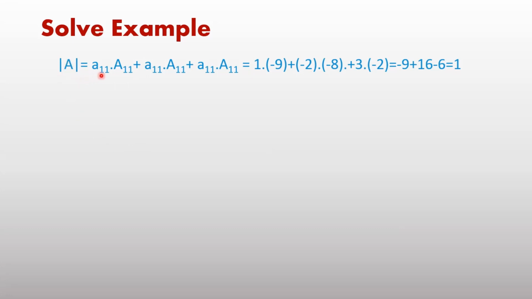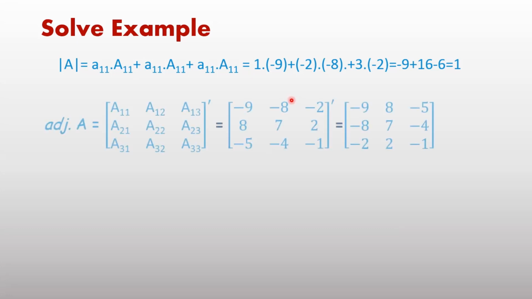Determinant of A by formula, or without using the formula, if you expand it along the first row, then every element is multiplied by its cofactor and added. You will get the value of determinant of A. First element 1 into its cofactor minus 1, 9, plus minus 2 into cofactor minus 8, plus 3 into cofactor minus 2, minus 9 plus 16 minus 6 equal to 1. Value of determinant of A equal to 1, which is not equal to 0, meaning it is an invertible matrix.